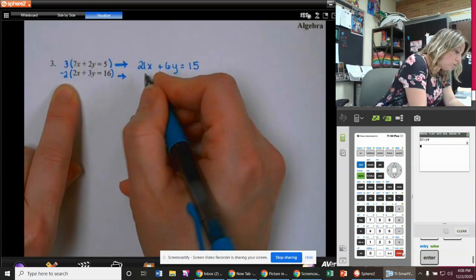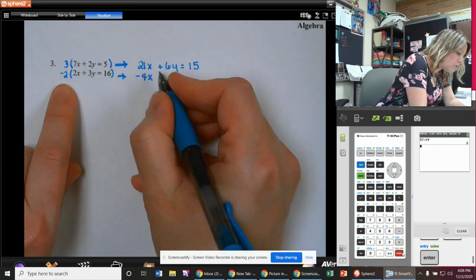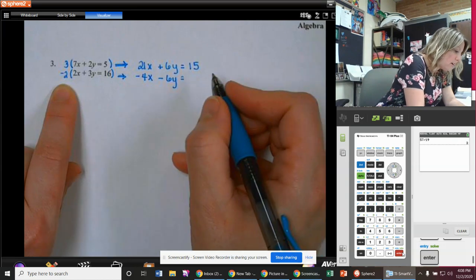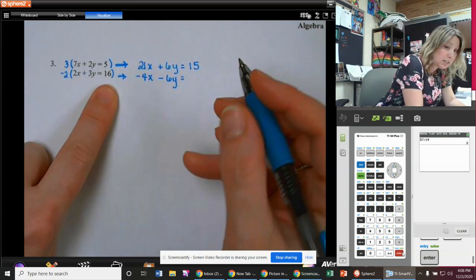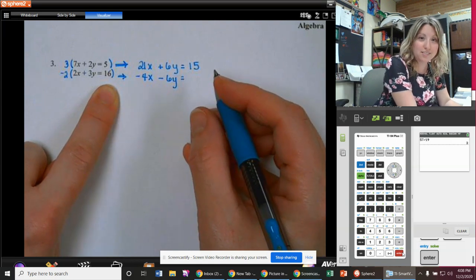So -2 times 2x is -4x. -2 times 3y is -6y. There it is, the opposite signs, right? And then -2 times 16. Well, 16 times 2, you guys know that, right?